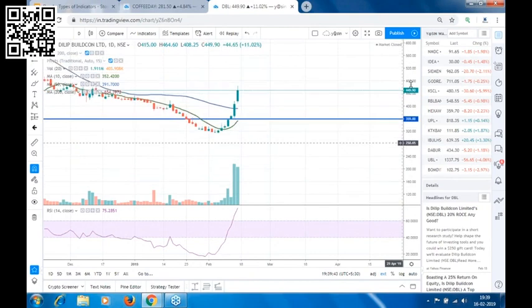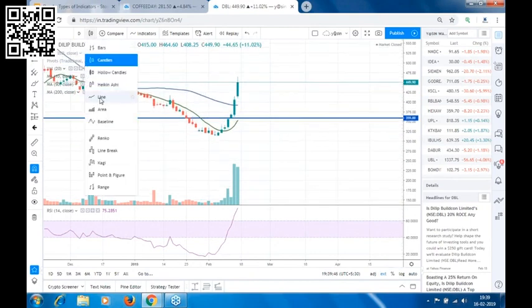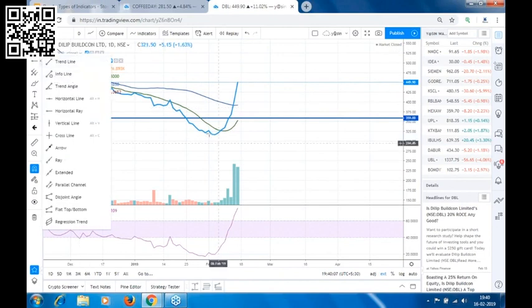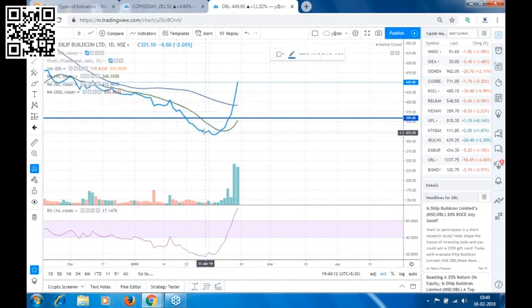If we convert the chart to the line chart and you see this high, the closing price over here is 321 and the value of RSI is 17, and see this closing price is 316 but the value of RSI is 19. So there was a bullish divergence at this point in Delhi Buildcon.